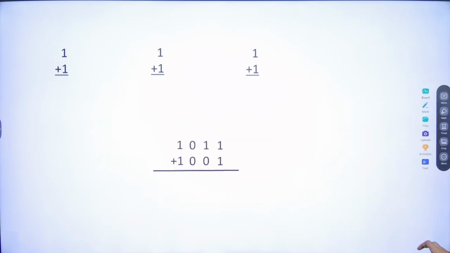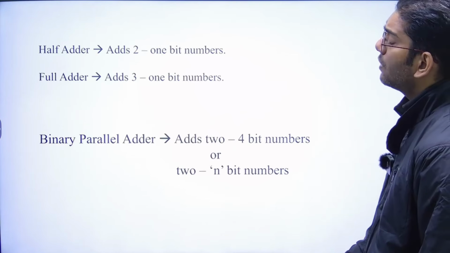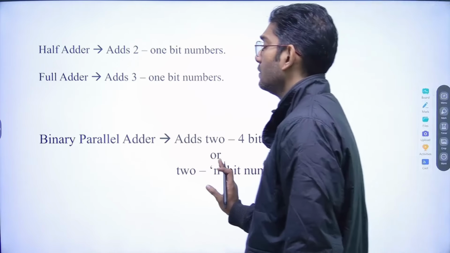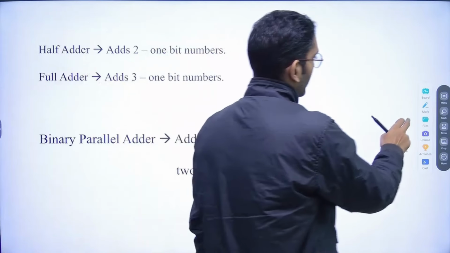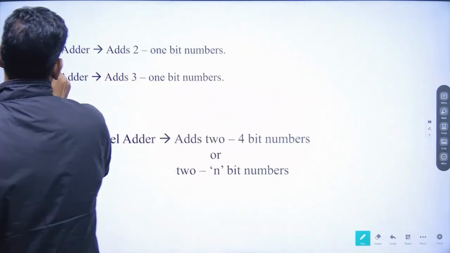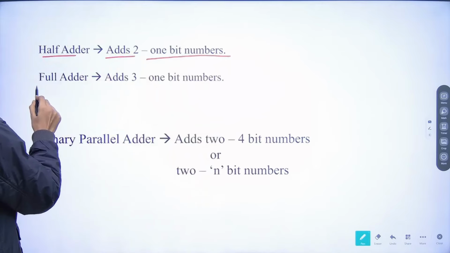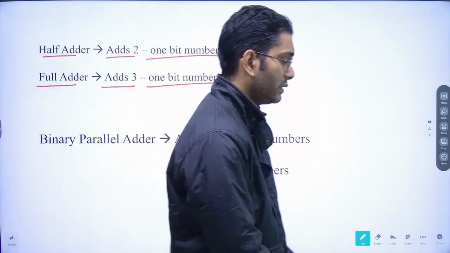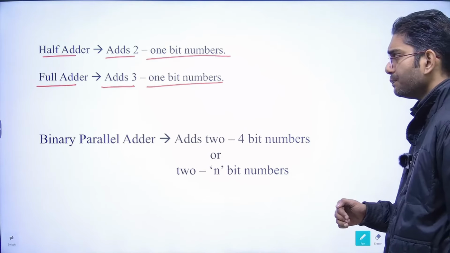So what we have understood till now is what the half adder does. The half adder adds two 1-bit numbers, and the full adder adds three 1-bit numbers. So the functionality of a half adder is to add two 1-bit numbers, and the full adder adds three 1-bit numbers.